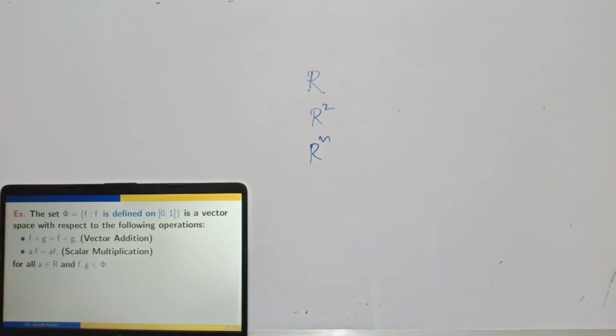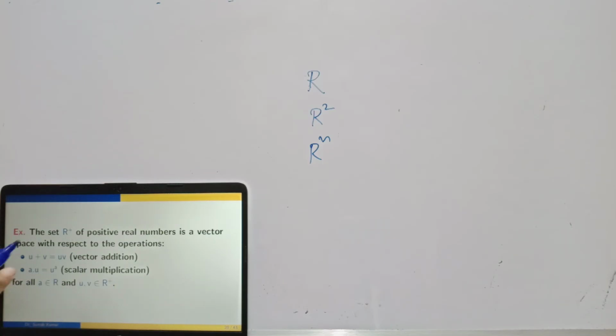Then the set of all functions defined on 0, 1 under the usual addition and scalar multiplication forms a vector space. This doesn't form a vector space. This is an unusual vector space.